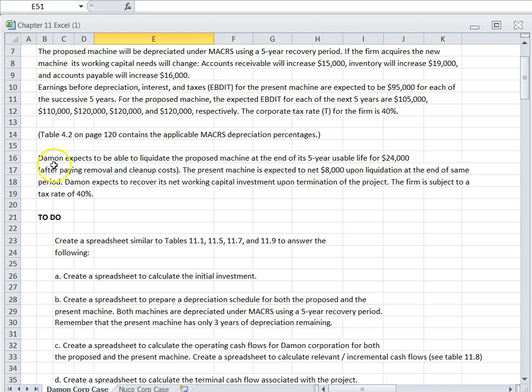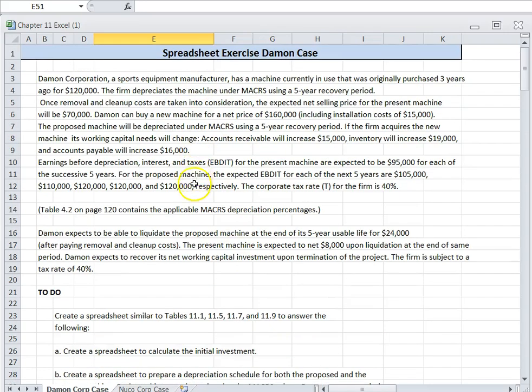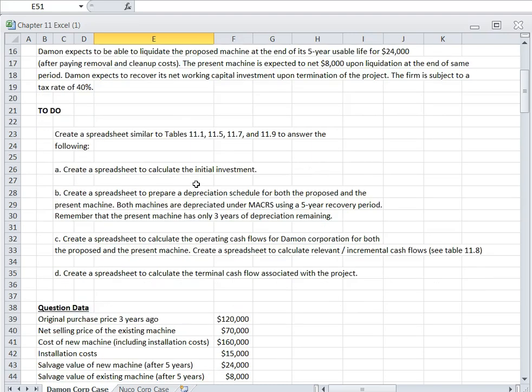It's 4.2. So Damon expects to be able to liquidate the proposed machine at the end of 5 years for $24,000. After paying for removal and cleanup costs, the present machine is expected to net $8,000 upon liquidation at the end of the same time period. Damon expects to recover its net working capital investment upon termination of the project. The firm is subject to a 40% tax rate. So those are the specifics of the problem to do.